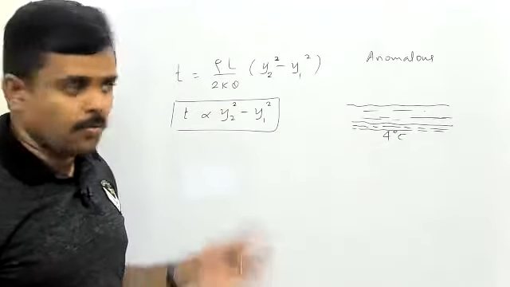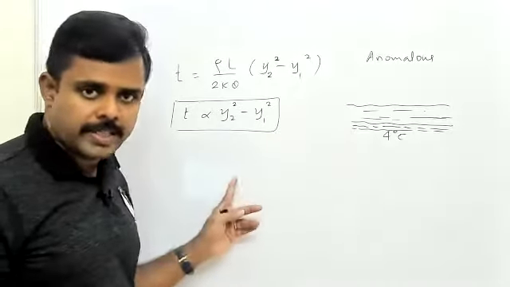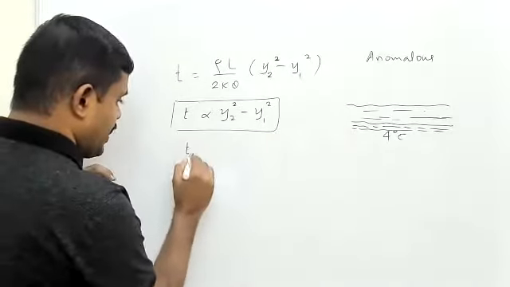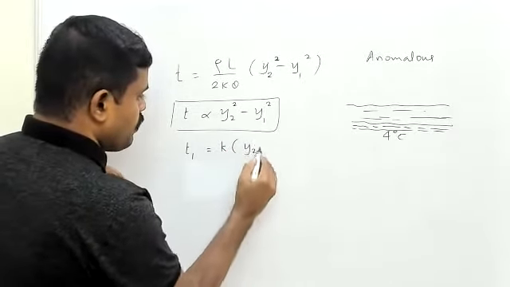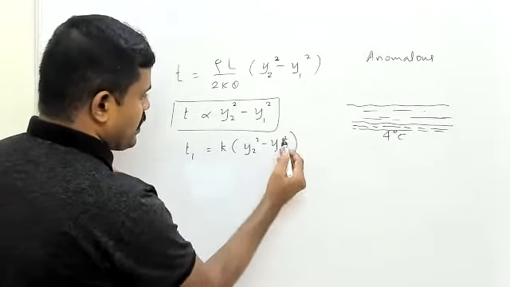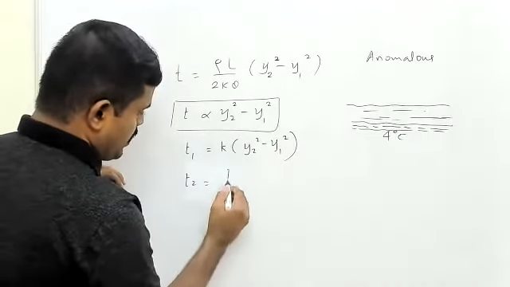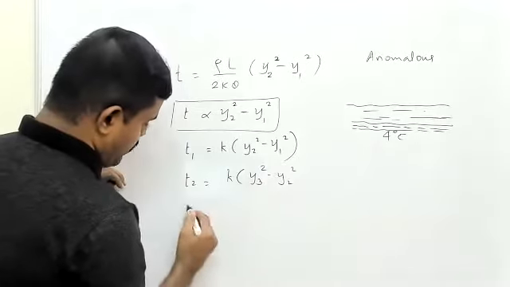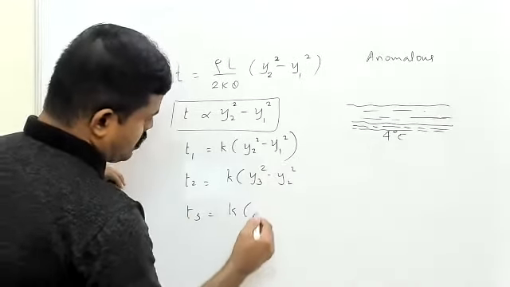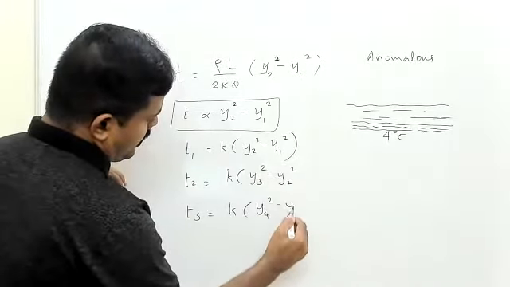What is this? Y1 to y2, this thickness. Y2 to y3. If you want, this is for T1. I can write T1 as a constant into y2 square minus y1 square. And for T2, it is K into y3 square minus y2 square. T3 is K into y4 square minus y3 square.